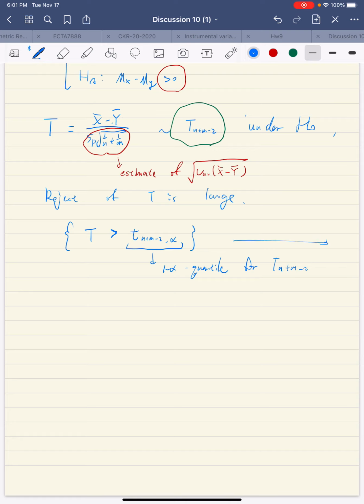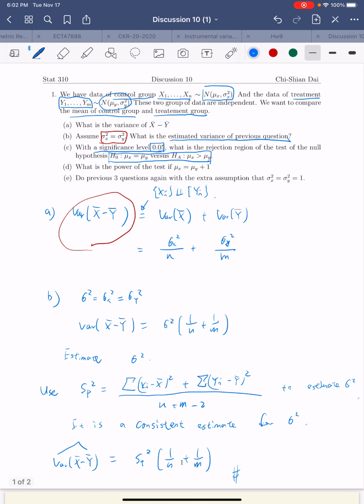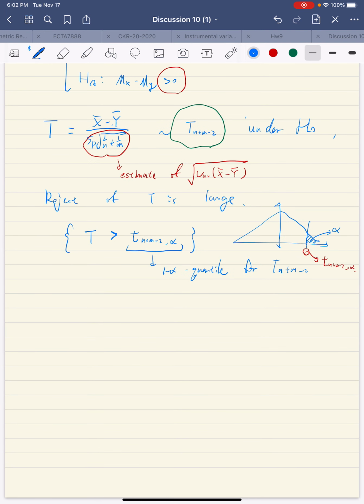So that means, so this is like this. The tail probability, the right hand side probability is alpha, and this is our cutoff point, which is t_{n+m-2, alpha}. Okay. So if the test statistic is greater than this, then we will reject the null. Okay. Yes. So if the significance level is 0.05, then you can say we want to reject.